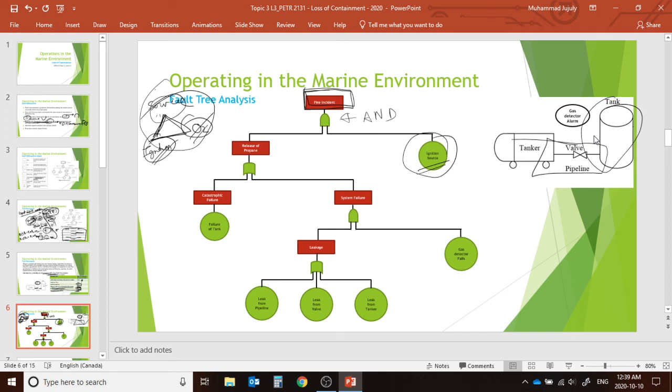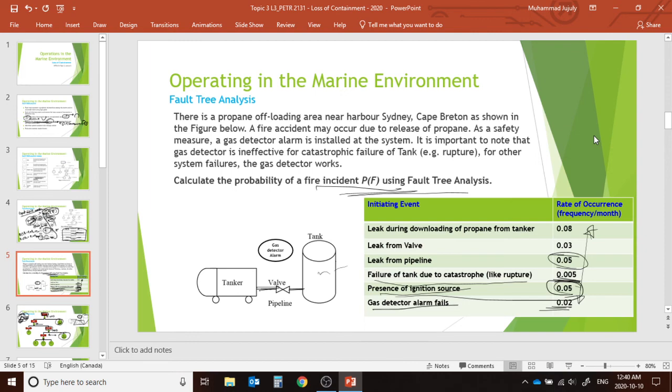Now the system failure would occur in two ways: if there is any leakage, and if the gas detector doesn't work. Just imagine, if there is any leakage but the gas detector works, then you can shut off the system, right? So these two have to occur simultaneously: the gas detector should fail and there would be a leakage. That's why there is an AND gate here, and an OR gate in this case. All right, clear? If the gas detector fails, then we also have its probability in here.